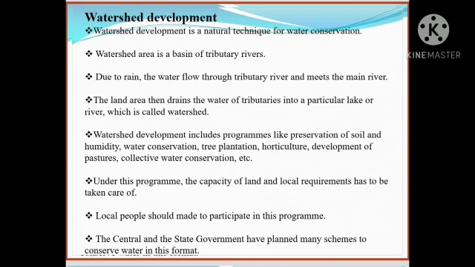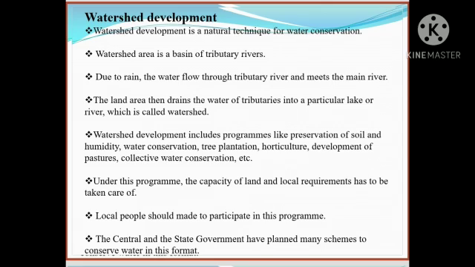Watershed development. Watershed development is a natural technique for water conservation. A watershed area is a basin of tributary rivers. Due to rain, the water flows through the tributary rivers and meets the main river. The land area then drains the water of tributaries into a particular lake or river, which is called a watershed.